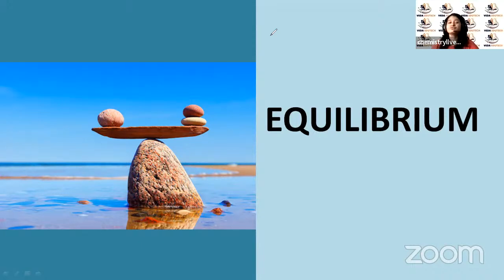Today we are going to discuss the PYQs of NEET based on equilibrium. And what equilibrium are we going to see? We know that there are two kinds of equilibrium. One is ionic equilibrium and the other is chemical equilibrium. In this lecture we are going to focus only on chemical equilibrium. In the upcoming lectures we'll see the ionic equilibrium.